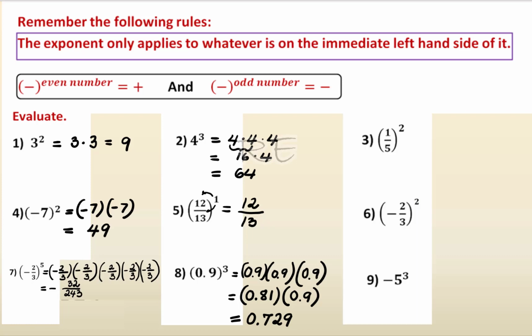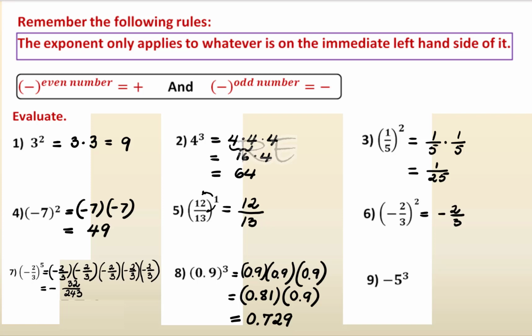Next question. 1 over 5, 1/5 to the second, 1/5 squared is equal to 1/5 times 1/5. We're going to multiply numerator by numerator. 1 times 1 is 1. Denominator by denominator, 5 times 5 is 25.